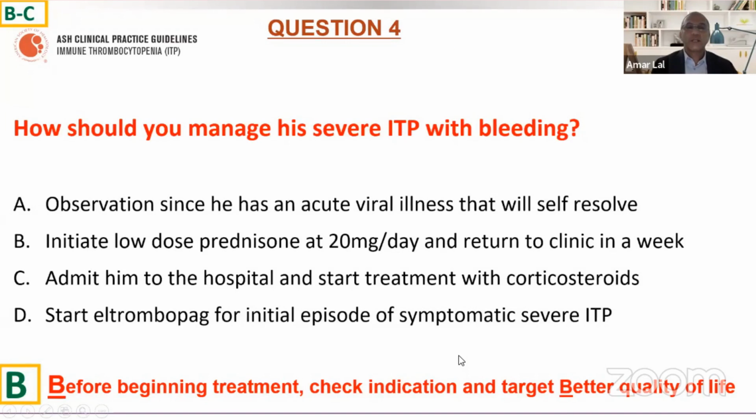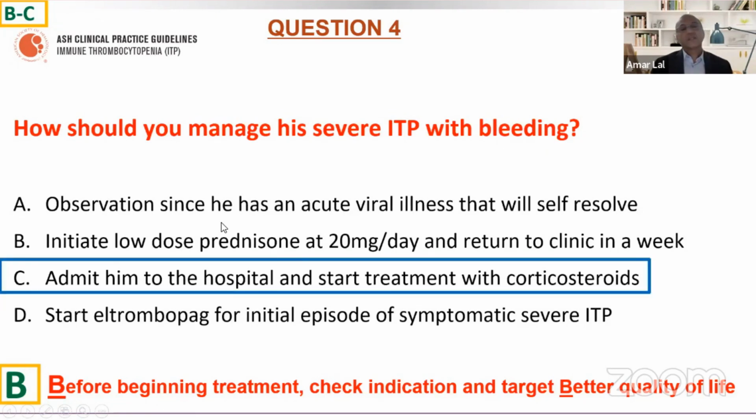Now, the question is: how should you manage his severe ITP with bleeding at multiple sites? You have options. Will you do the same thing we did before, observation, or use prednisolone, or send the patient home, or hospitalize the patient, or use a TPO agonist as a first go? It was 10 years ago, as I mentioned. So I admitted the patient and started treatment with steroids.